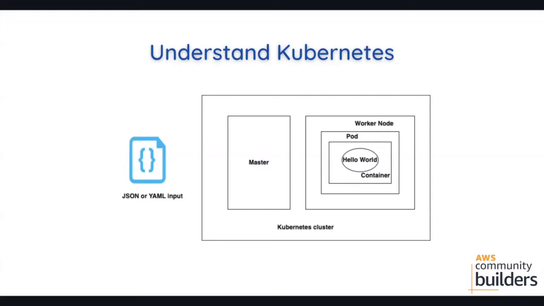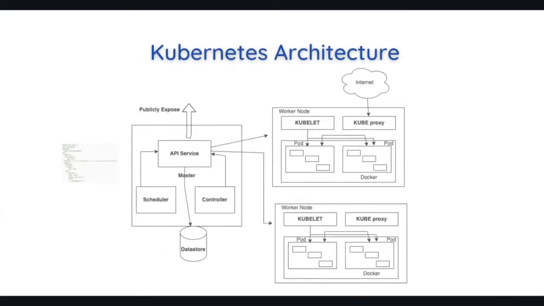So this is the basic Kubernetes cluster, and the Kubernetes cluster will have an input parameter given either by JSON or YML input. YML is Yet Another Markup Language, which I think we have learned in a CloudFormation template. So Kubernetes is driven either through JSON format or through YML input. Let's understand this architecture in more depth.